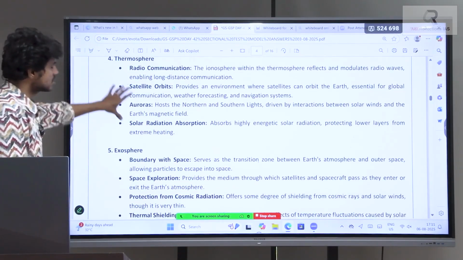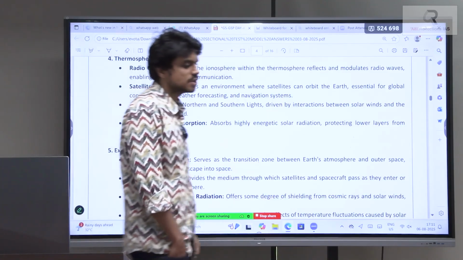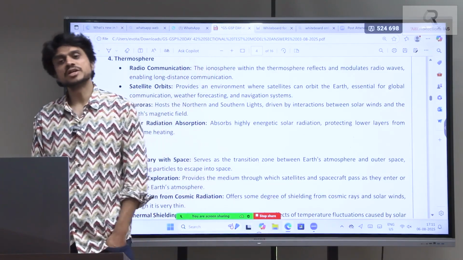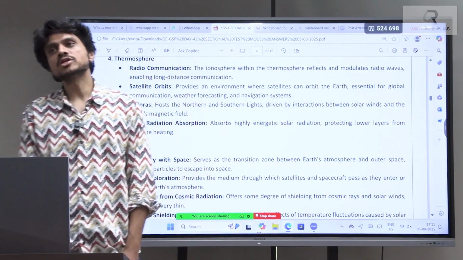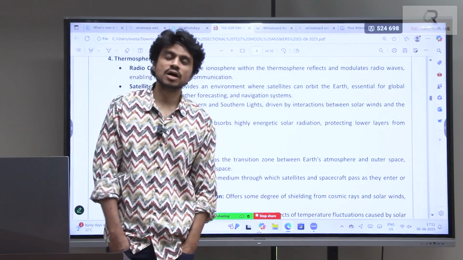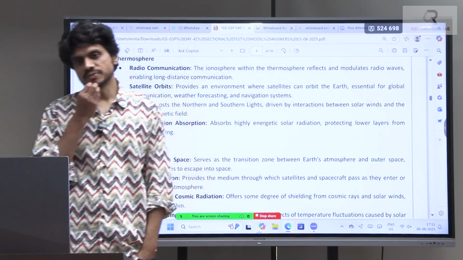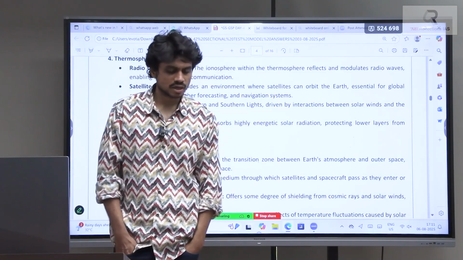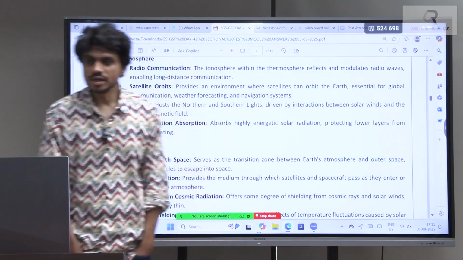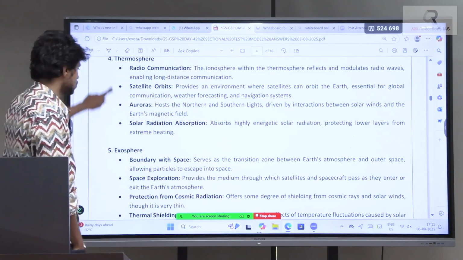Thermosphere, this is what I have discussed. Here you have the lower Earth orbit, where satellites are placed. Your International Space Station is present here. This area is used for placing satellites to observe the Earth's surface, like the NISAR satellite. Any resource management related satellites will be placed here.